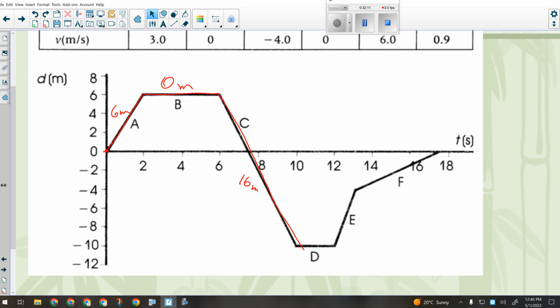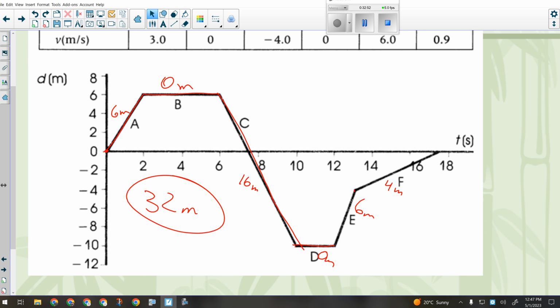Remember, distance is scalar. It doesn't care whether I went backwards or forwards. I started at 6 and went back to negative 10. All right, how far do I go in D? 0. And then in E, I go from negative 10 to negative 6, so that would be 4, and then from negative 4 to 0, that's 4 more. 32 meters. There's my total distance traveled, 32 meters, even though my displacement ends up being 0, because I ended up back where I started.